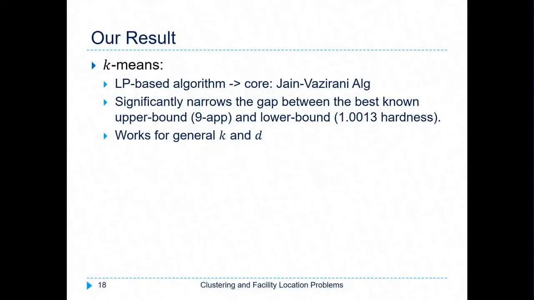So we worked on this research problem, and we answered this problem positively. We find an LP-based algorithm for the k-means problem. The core of the algorithm is really the Jain-Vazirani algorithm for the k-median. And our result significantly narrows the gap between the best known upper bound and the lower bound. And it works for general k and general dimension.